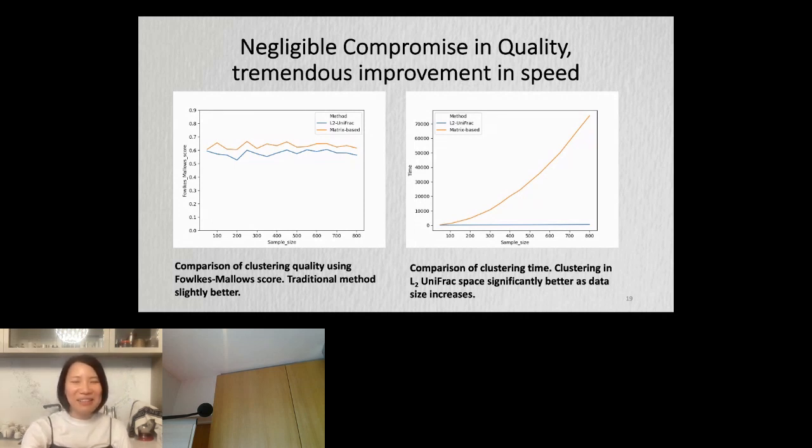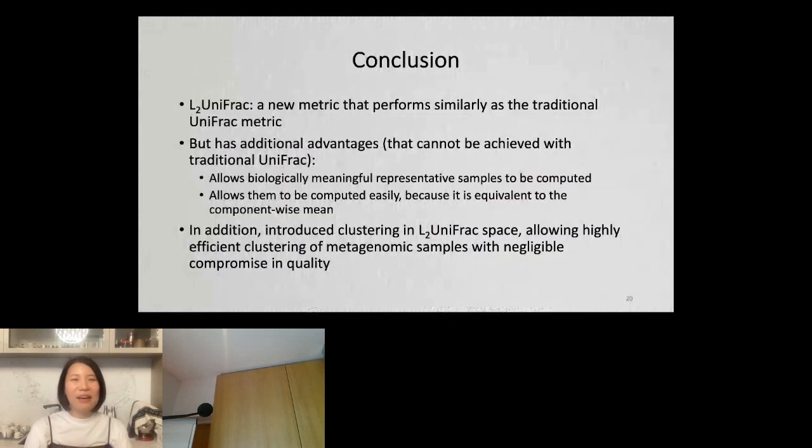As the conclusion, we proposed an alternative distance metric called L2 unifrac, which works similarly to the traditional L1 unifrac in terms of measuring metagenomic dissimilarity, but it has additional advantages that cannot be achieved with the traditional unifrac. Namely, it allows us to compute biologically meaningful representative samples. In addition, we introduced clustering in the L2 unifrac space, which allows highly efficient clustering of metagenomic samples with negligible compromise in quality. And that's the end of the presentation.